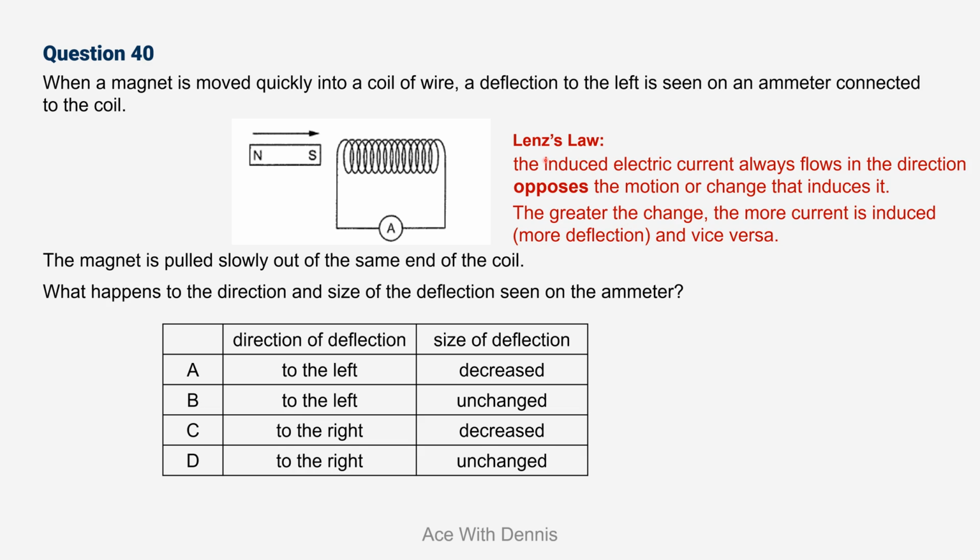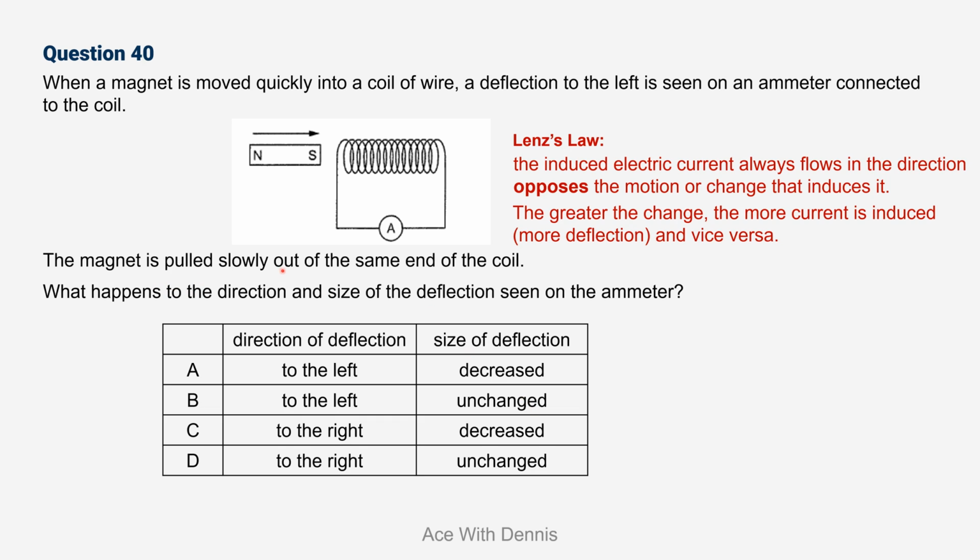Alright, so since at first it moved quickly, the deflection is to the left. Now when you pull slowly, then the size of deflection will decrease. Because if we have less change, then less current is induced. So the deflection will be decreased.